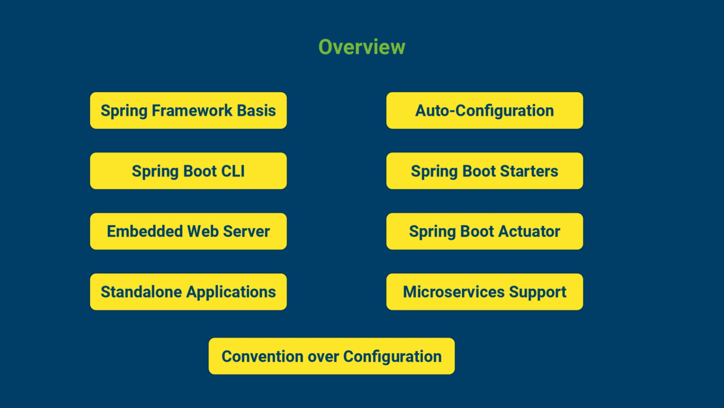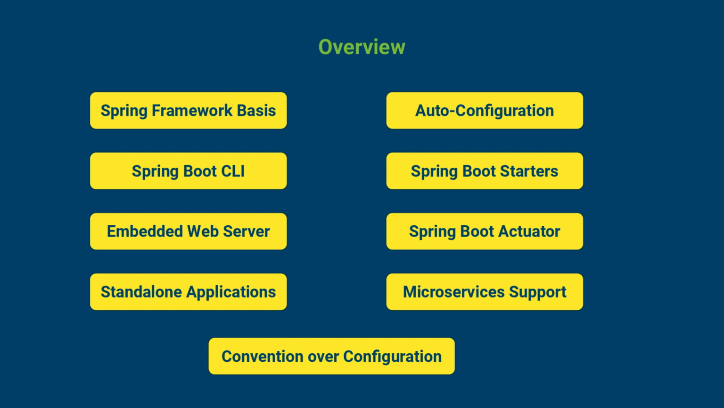6. Spring Boot Starters. These are pre-configured templates that contain commonly used dependencies and boilerplate code for specific tasks, such as web development, data access, or messaging. Starters simplify project setup and dependency management.